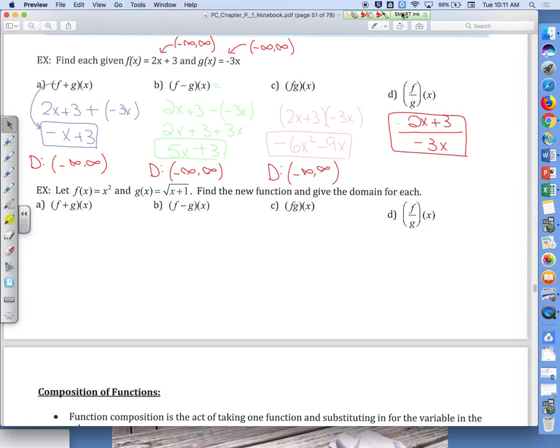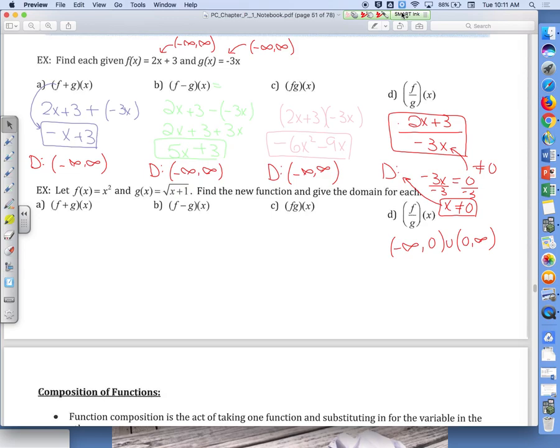Now this one, the only thing that is an issue is that since you're dividing, this denominator can't equal 0. And if negative 3x equals 0, that happens when x is 0. So my x can't be 0. That's the only value that's eliminated from that domain there. And again, we could write that as negative infinity to 0 and 0 to infinity. All right, so that's the only thing they might ask about domain. Some of the beginning homework problems, they ask you what's the domain for the new function.